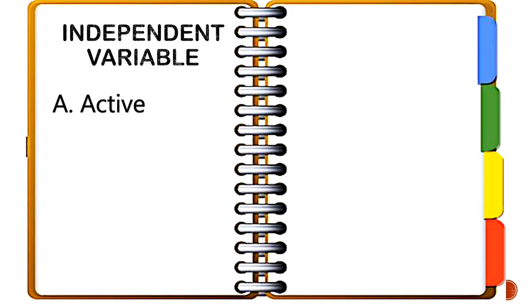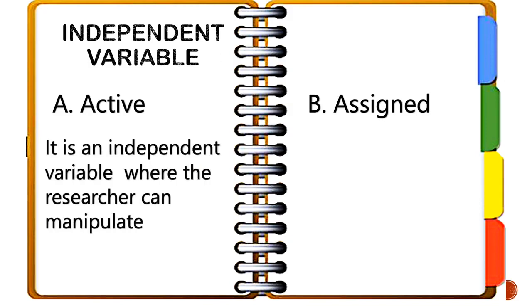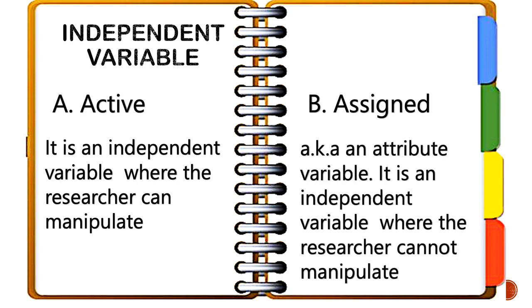Independent variable can be active or can be assigned. What's the difference between an active and an assigned independent variable? An active independent variable is a type of independent variable that the researcher can manipulate. This is in contrast with an assigned independent variable, also known as an attribute variable. It is a type of independent variable that the researcher cannot manipulate.